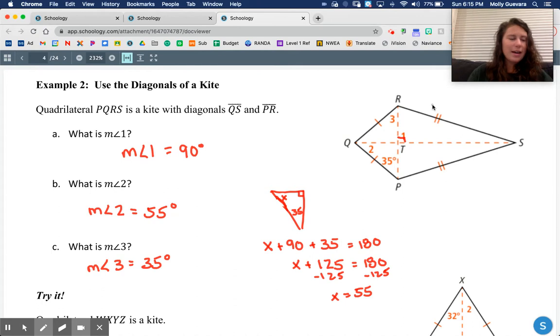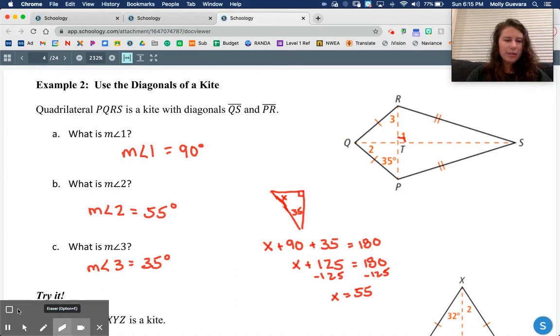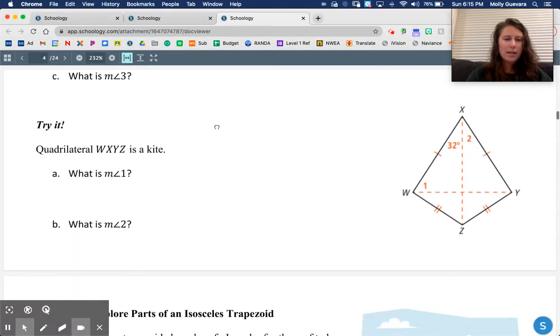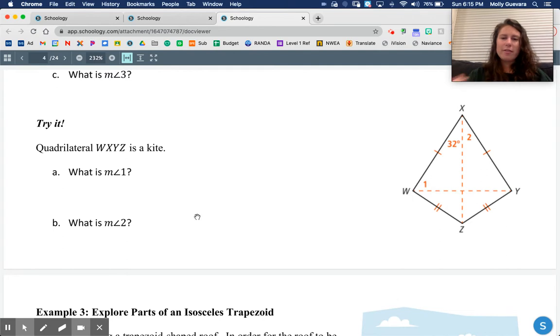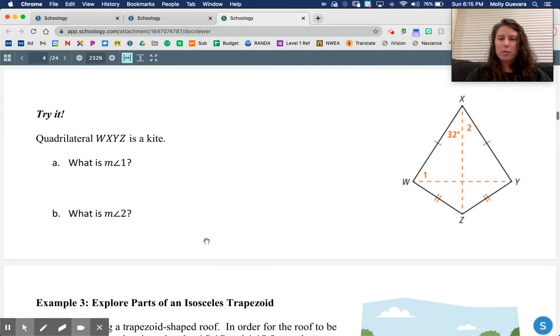All right, you guys have a try it now. So I'm going to go ahead and get rid of this. Let's scroll down and look at the try it. Here's our try it. We're given this quadrilateral. We're told it's a kite. And we want to know what is the measure of angle 1 and what is the measure of angle 2. So go ahead and hit pause on the video, give it a shot, and then when you're ready to check your work, you can hit play.